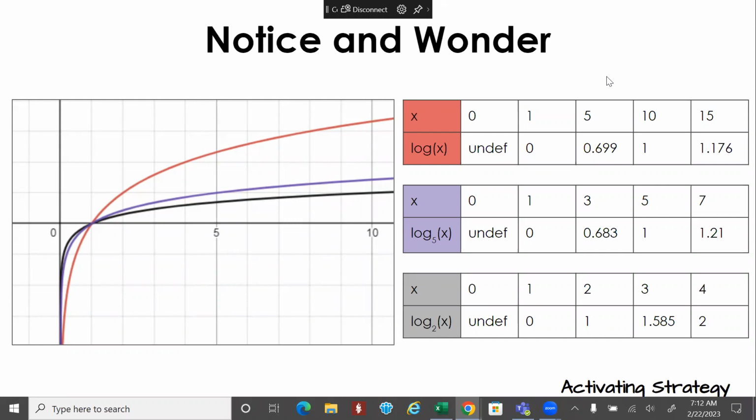Wouldn't notice anything. They're all increasing. Okay.